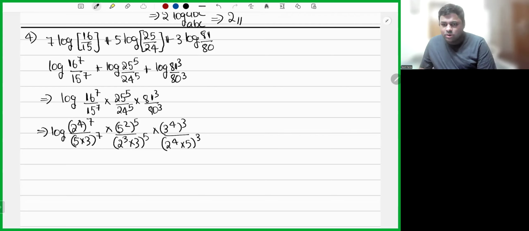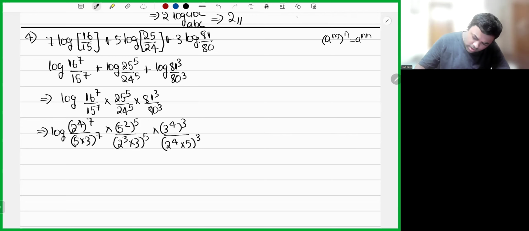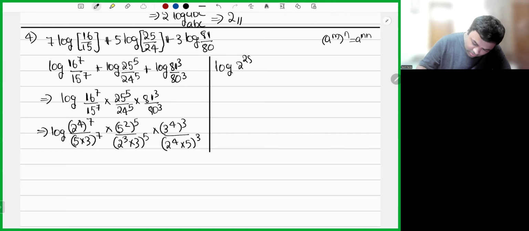Now can you see the entire values got simplified, right? We know this property: a power m whole power n will be equal to a power mn. So let me apply the same thing here. Log, what is 2 power 4 into 7? 2 power 28, divided by 5 power 7 into 3 power 7, into 5 power 10 by 2 power 15 into 3 power 5, into 3, 4 3s are 12, 2 power 12 into 5 cube.